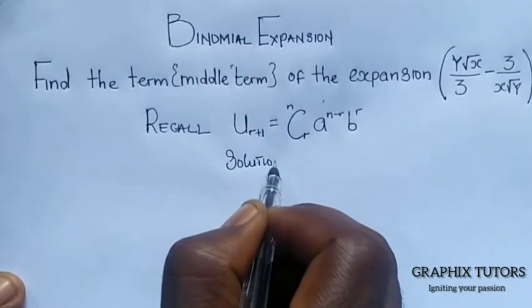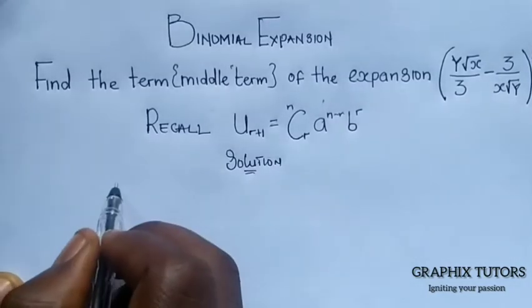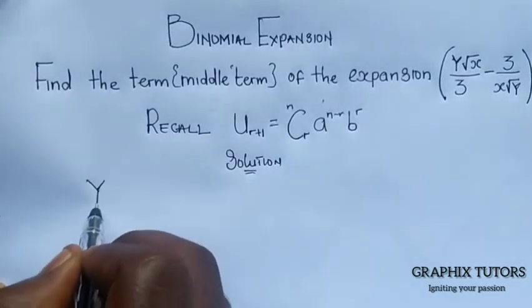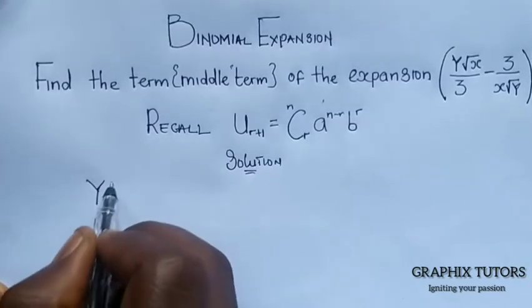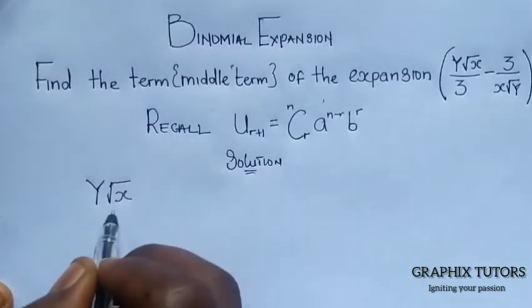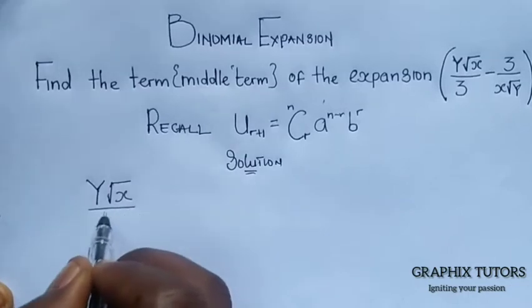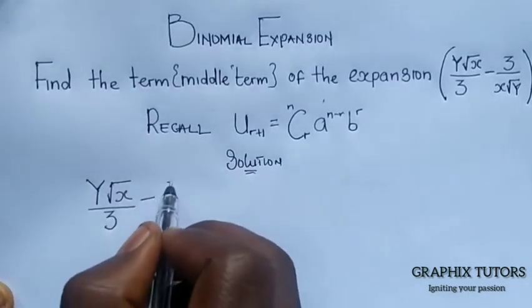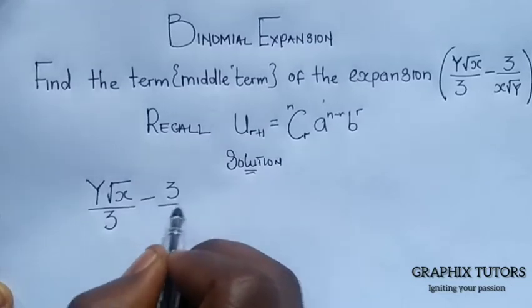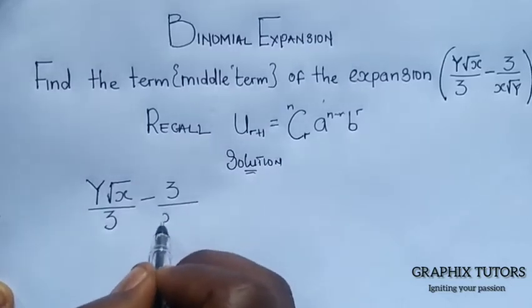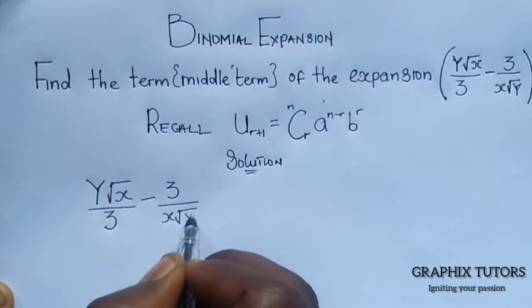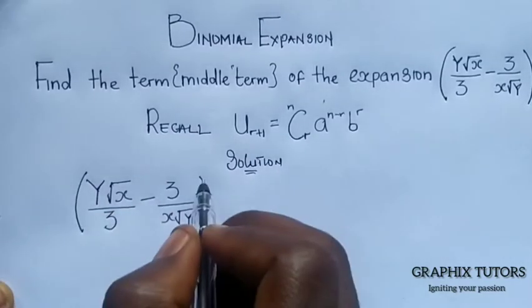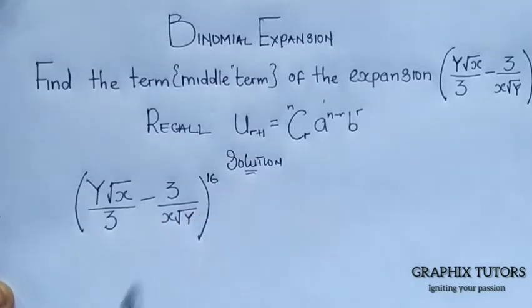So the solution given here will be, we have y multiplied by the square root of x all over 3, minus 3 all over x square root of y, everything to the power of 16.